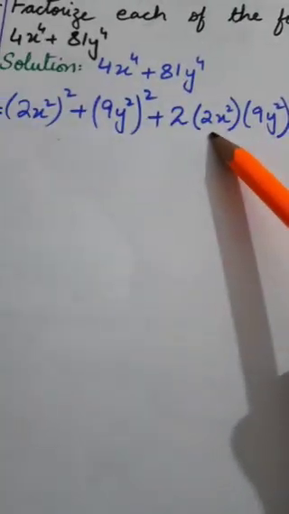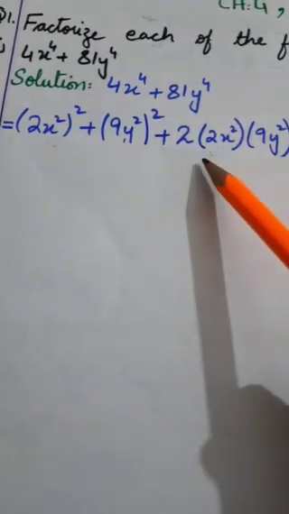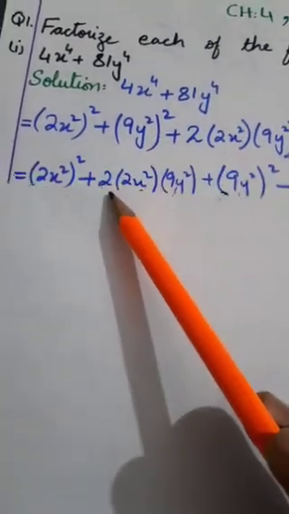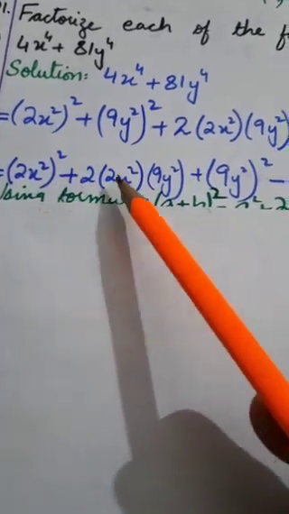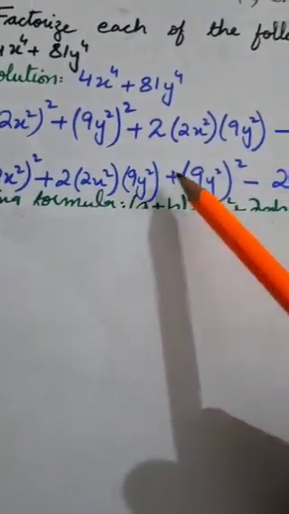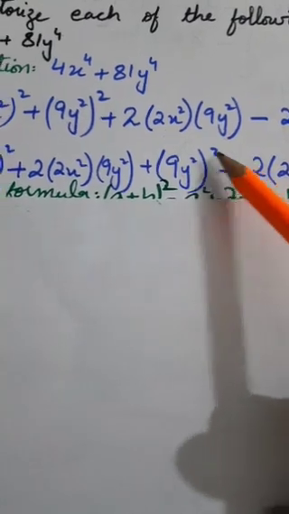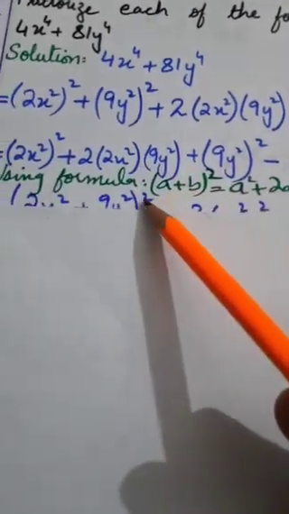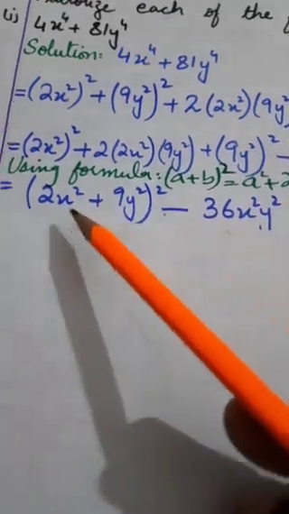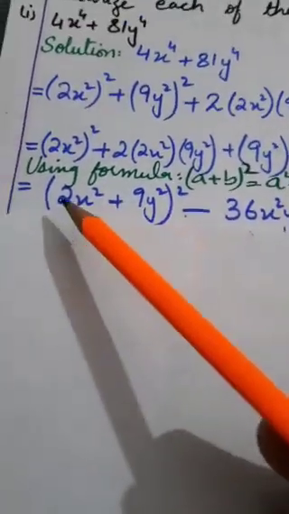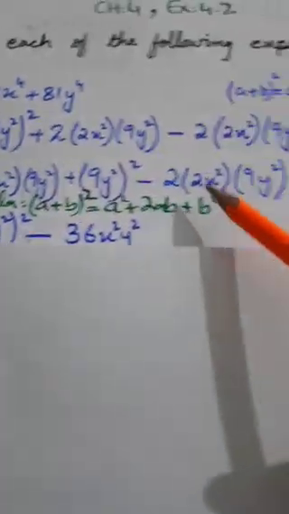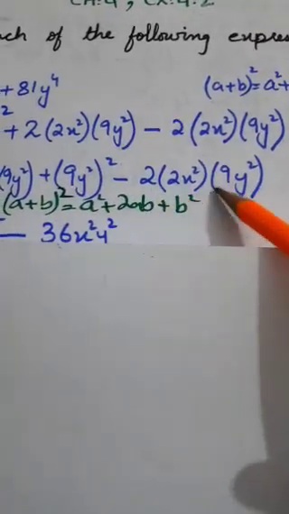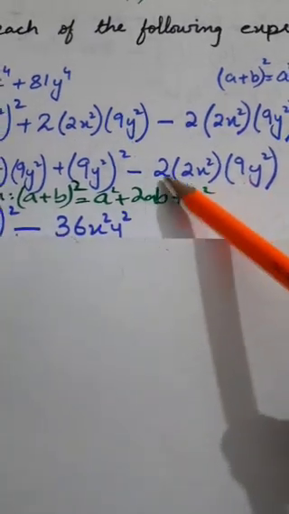So this plus 2ab will be shifted in the middle, and we complete the formula: (2x square) whole square plus 2 times 2x square times 9y square plus (9y square) whole square. So the formula is complete. So we write it as (a plus b) whole square, that is (2x square plus 9y square) whole square. And on the other hand, whatever is left is a subtraction. So you do the multiplication.